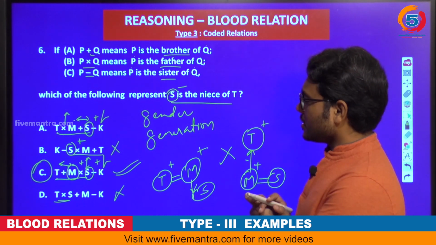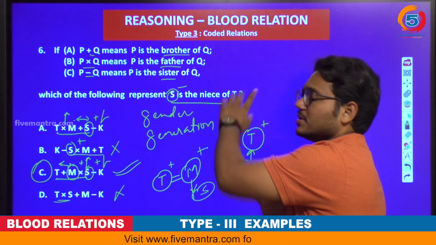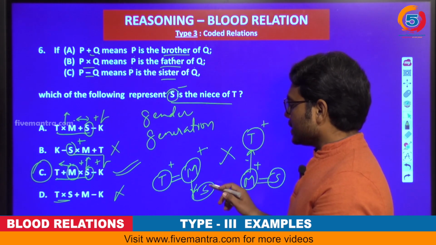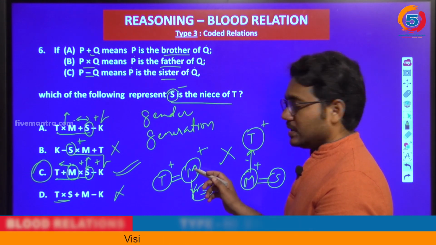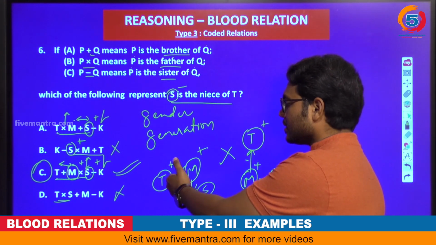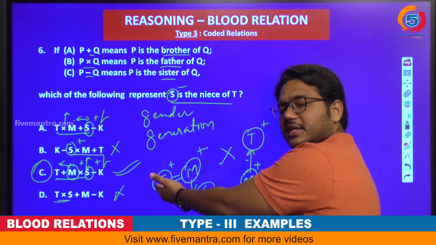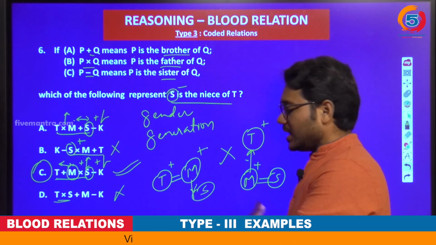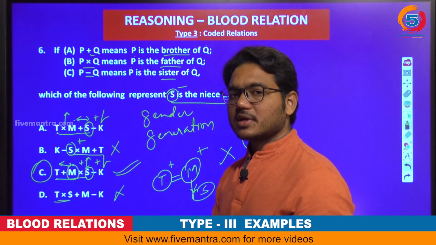Now try to check this relationship tree. Is it satisfying this condition or not? S is the niece of T, isn't it? S, who is the daughter of M, M's brother is T. So obviously T is the uncle of S. Obviously T has a niece S. S is nothing but the niece of T. So our option is correct.